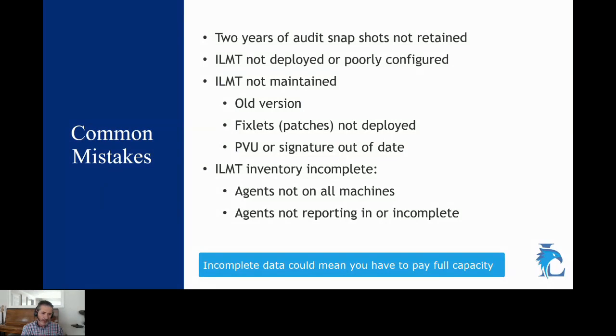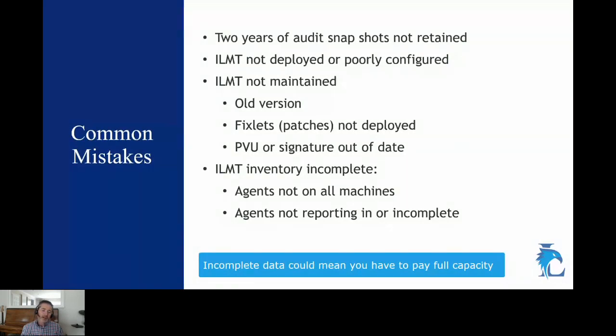Once it's installed, another very common mistake is ILMT is not maintained. ILMT is a monthly maintenance job. You have to make sure you're not on the old versions, that the fixes are coming down, not just being downloaded, but that they're actually being deployed as well, because it's not enough for them just to be downloaded. You do actually need to put them in, you need to release them into the environment as well. There's also PVUs and signatures being out of date. The most common cause of this is changes in firewalls, or them being downloaded but not actually imported into ILMT.